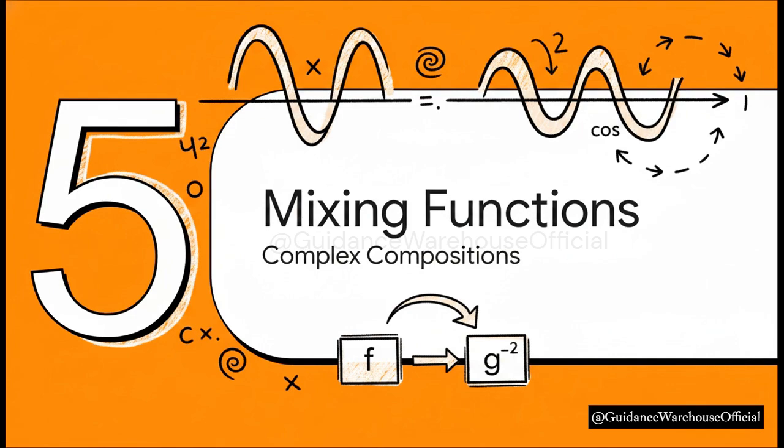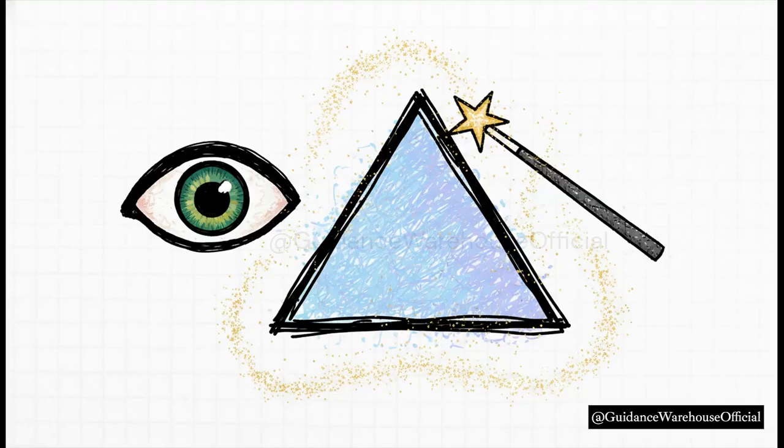Finally, Section 5, mixing different trig functions. All right, we've reached the masterclass concept of this explainer. What happens when you compose a trigonometric function with the inverse of a completely different trigonometric function? Take a look at this expression right here, the sine of the inverse tangent of 7/4. Now you might be wondering, how on earth do we evaluate this without using a calculator? It looks intimidating, I know, but there is a brilliant, foolproof visual trick to solve this every single time.